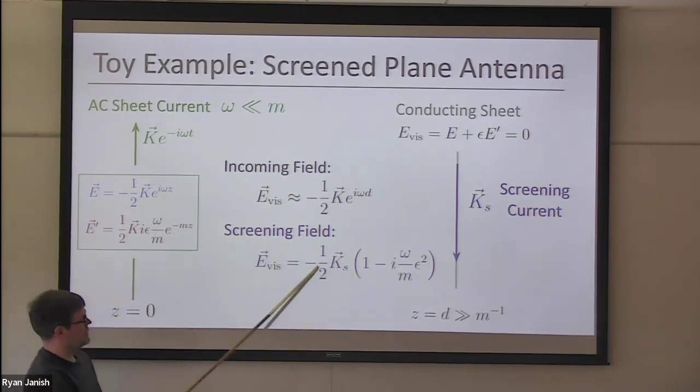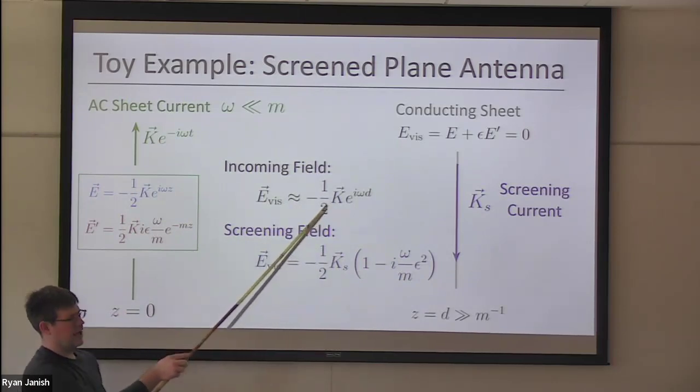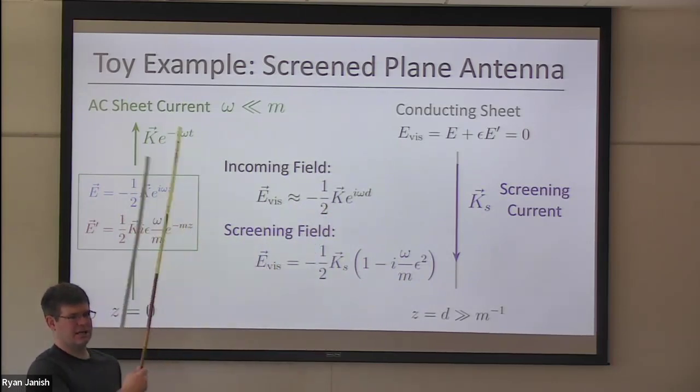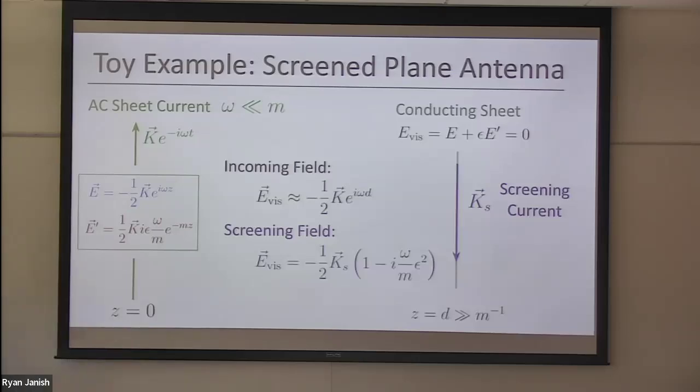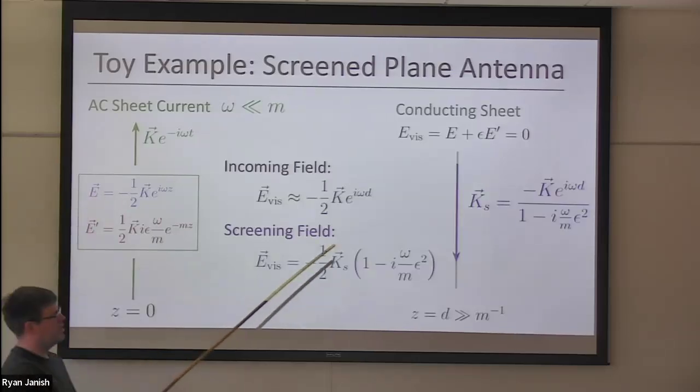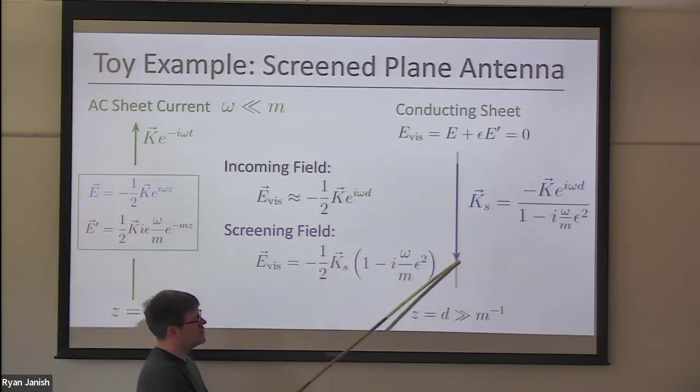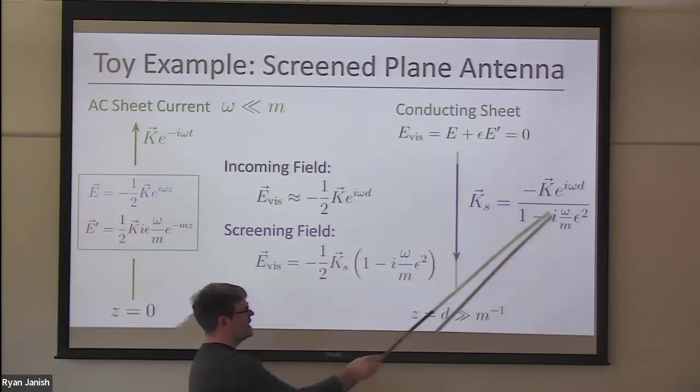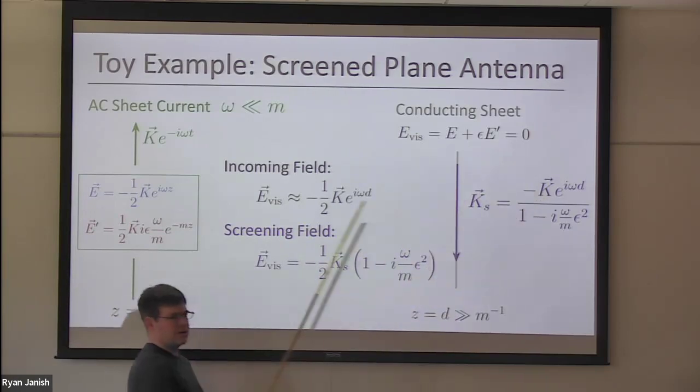It looks like this. You have a contribution from E, a contribution from E prime. And so it follows that for this to cancel this, Ks can't equal K in magnitude. It has to be slightly smaller. So you find that the screening current that you need to satisfy boundary conditions is slightly smaller than the source current. They don't match up perfectly anymore.